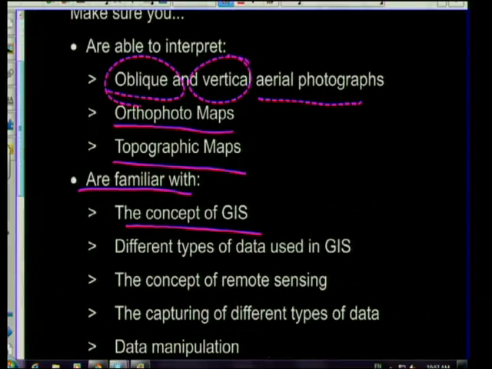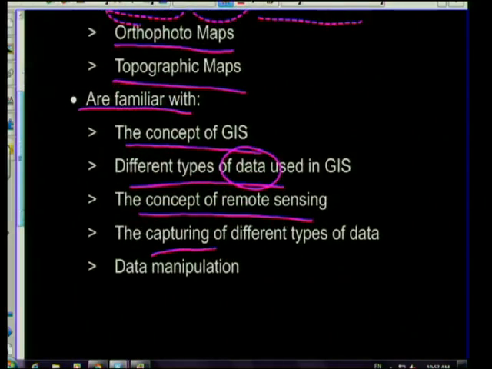GIS, Geographic Information Systems. Different types of data used in a GIS. Remember, your data is the stored information in a computer. Okay? The concept of remote sensing. The capturing of different types of data as well as data manipulation. In today's session, we're going to extrapolate the key ideas behind these terms and concepts and make sure you are ready for Geography Paper 2.